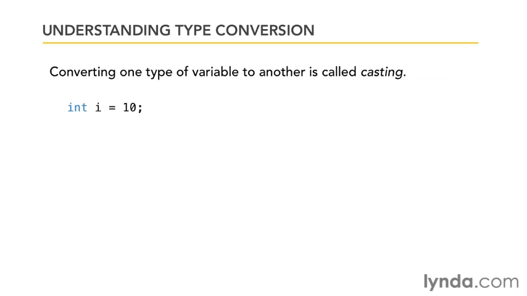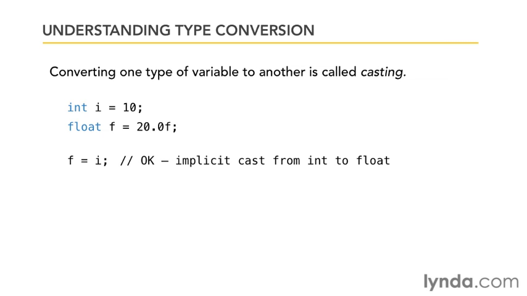So for example, suppose I had an integer named I, and it's set to the value of 10. And I also had a float, and that was set to the value of 20.0. Suppose I wanted to set f to the value of I. I could just do f equals I, and that's okay because that's an implicit cast or conversion from an int to a float. Since an int is 4 bytes and a float is larger, there's no risk of data loss here. The integer can simply be converted into a float and all is well.